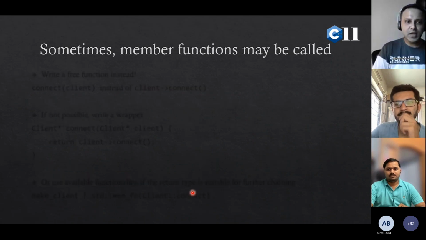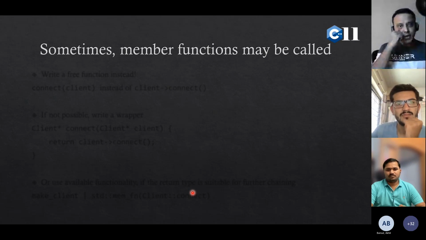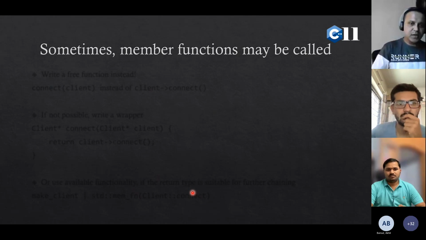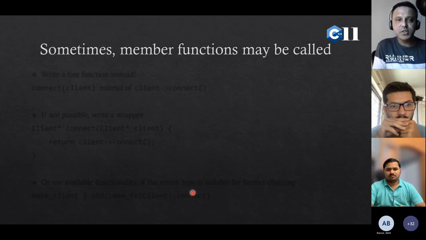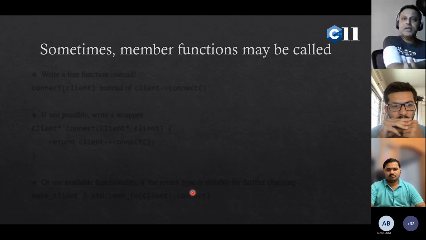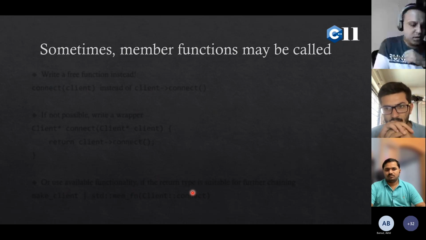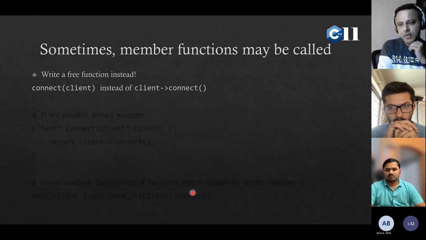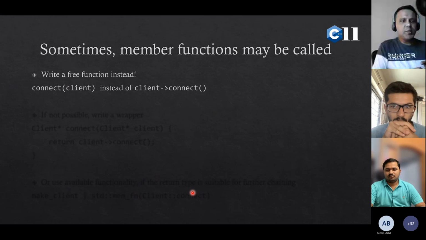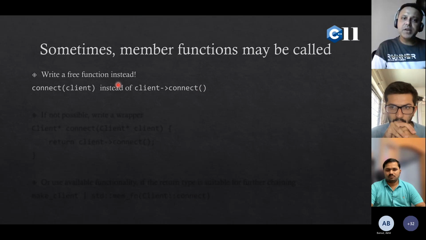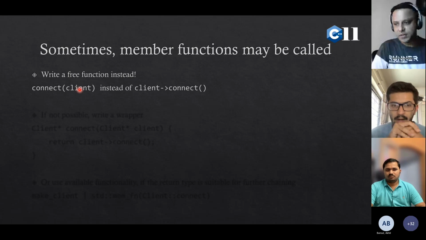Okay, we go ahead. Sometimes, as we saw in our example, you want to call a member function on the object that you're working with. So you have a T from the left-hand side of the pipe, and you want to call a member function on it. And how could you do that? Well, there are some options. You could actually implement a free function instead. So instead of writing client.connect, it might be a good idea to make it a connect free function, which takes a client.